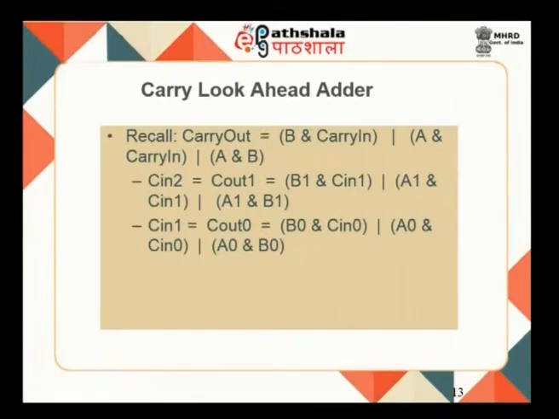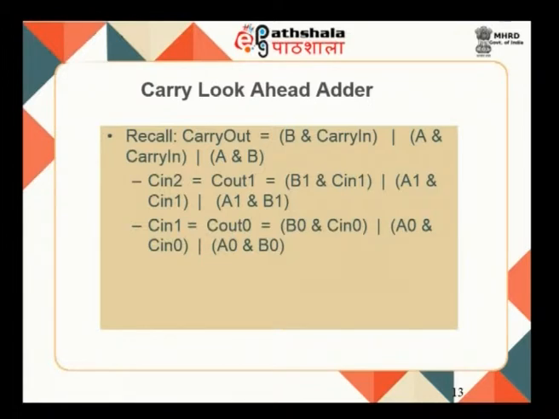So, what do we do to solve this problem? Fast addition is normally looked at using the concept of carry look ahead adder. Now, the problem with the ripple carry adder is that every stage will have to depend on the previous stage to finish its operation and generate the carry bit. So, the carry bit is the one that is causing the delay.